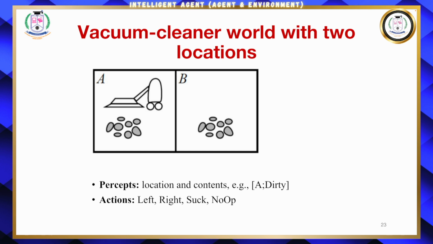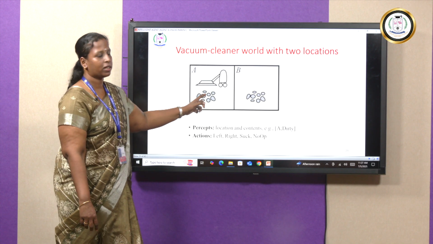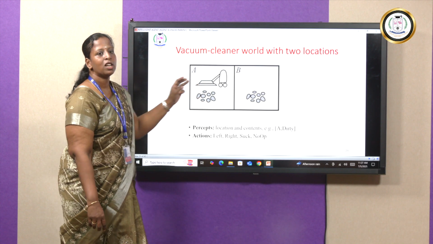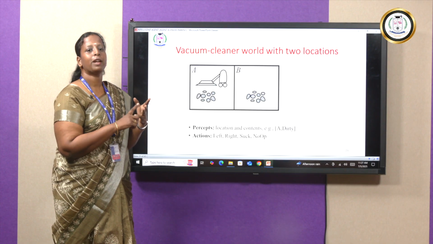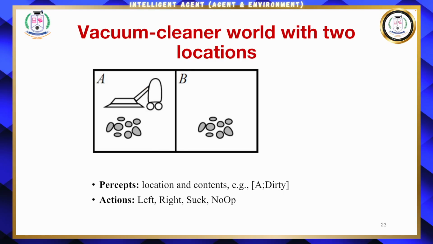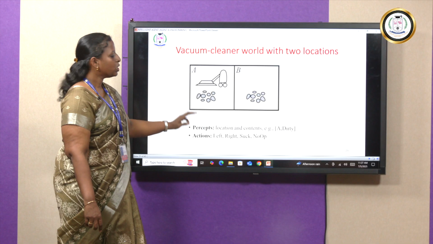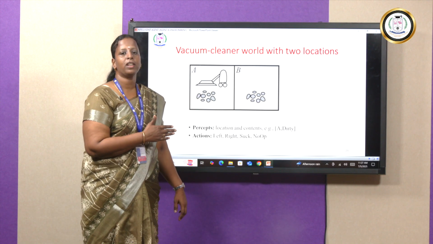Next, this is a simple example of an AI agent. There are two locations, A and B. It is clearly visible that these small dots are called dirt. If there is any dirt, 3 moves can be made by the vacuum cleaner: it moves towards the left, it moves towards the right, or no operation is performed. The percept is the location and contents, for example A comma dirty. So the operations are: the vacuum cleaner moves left, moves right, or no operation is performed.